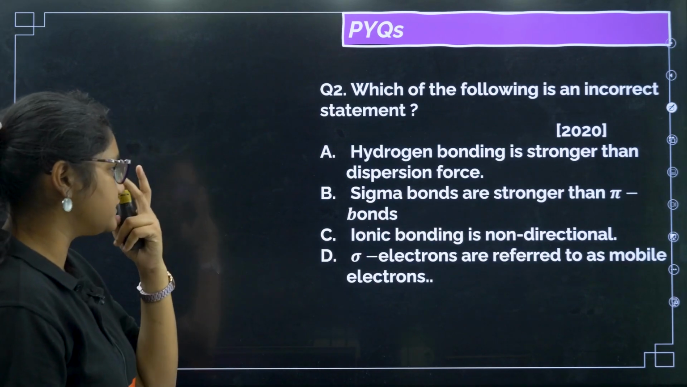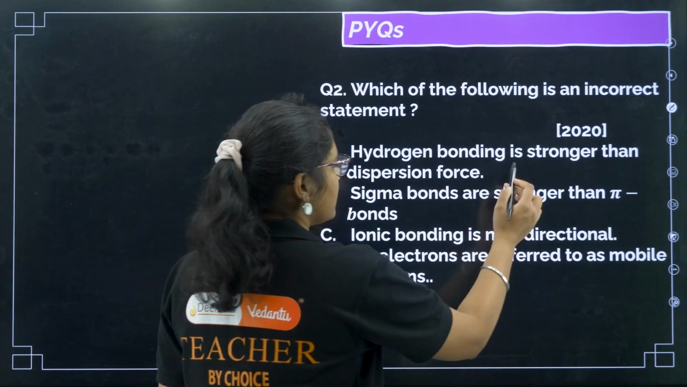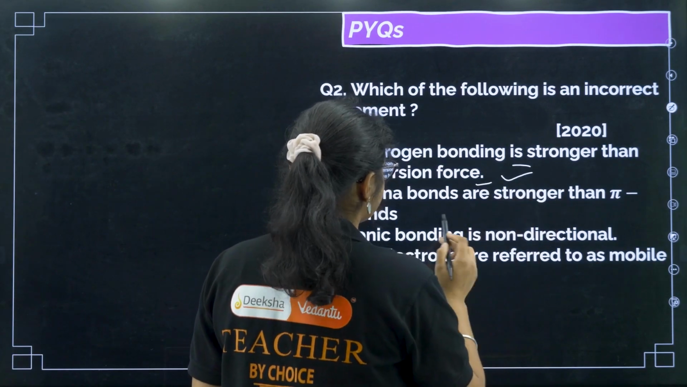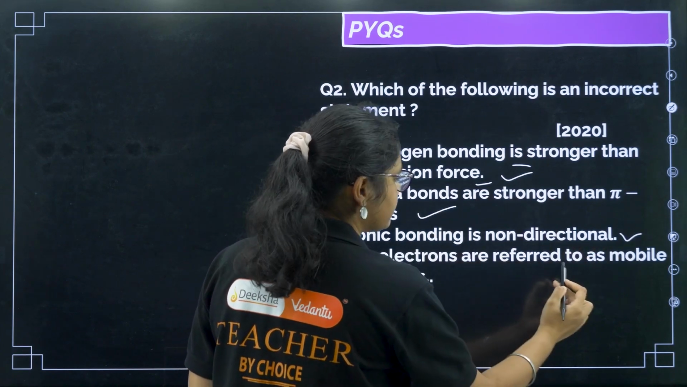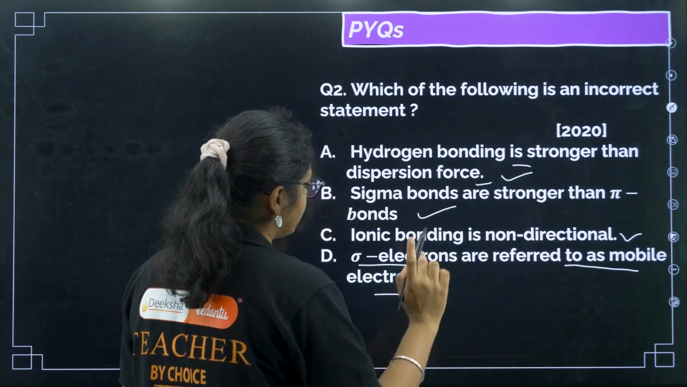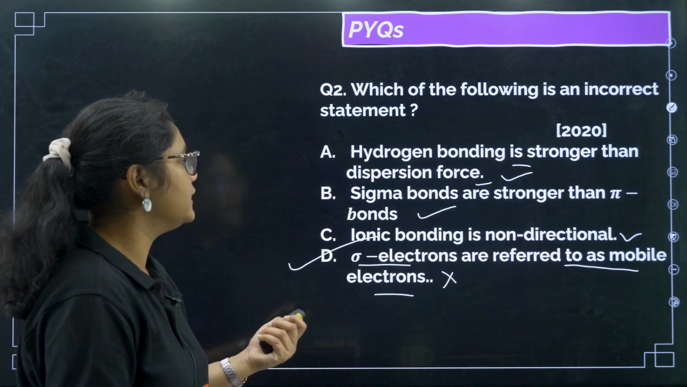Next, question number 2, which of the following is an incorrect statement regarding hydrogen bond? Is stronger? Yes, this is correct. Sigma bonds are stronger. This is also correct. Ionic bond? Yes. Now sigma electrons are referred to as mobile electrons. No. Pi electrons are mobile. So the correct answer is option number D here.